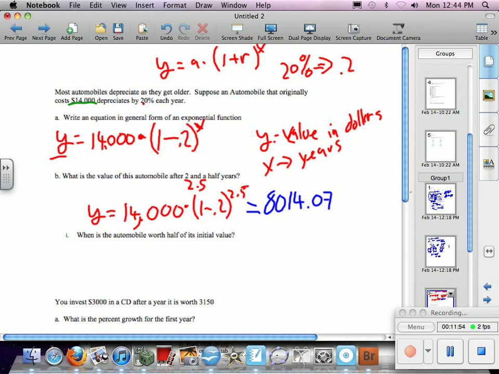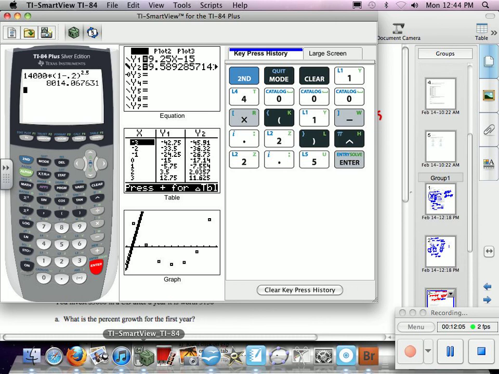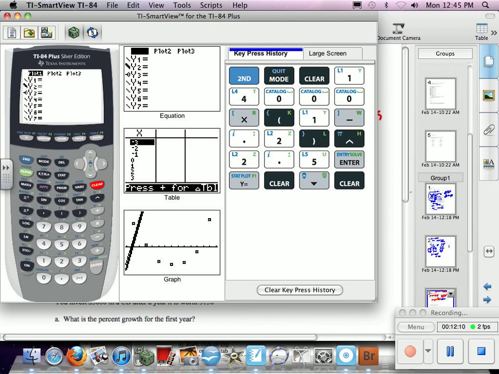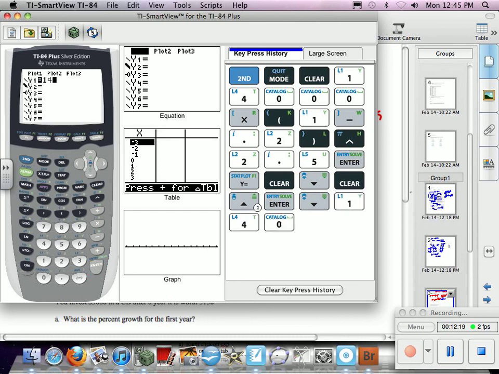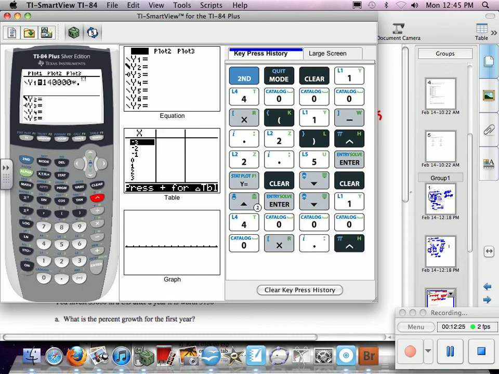Okay. Now, when is it going to be worth half its initial value? That's when it gets a little trickier. But pretty much you're just going to plug it in your calculator and guess and check a little bit. So I can go in here and type it in, 14,000 times 0.8 to the x.